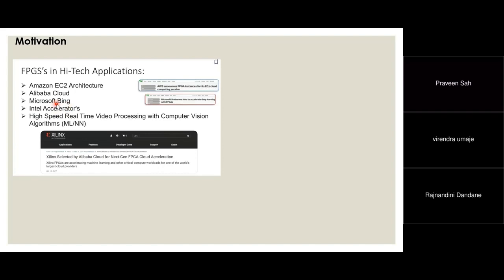You see Microsoft Bing, the search engine, is using FPGA, and also Alibaba Cloud. So you see the industries and the very complex applications, and how they are using FPGA in their designs. Of course, they are using it because it has pros and benefits, and we will try to understand the benefits in upcoming slides.